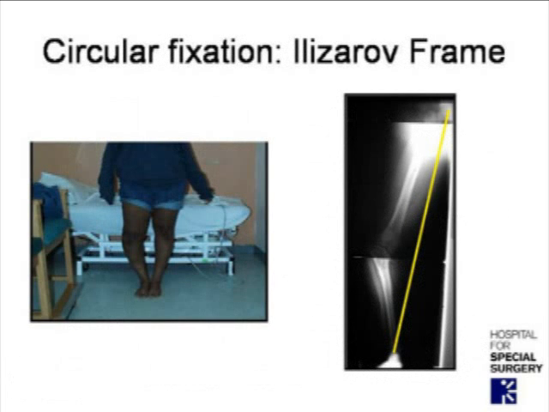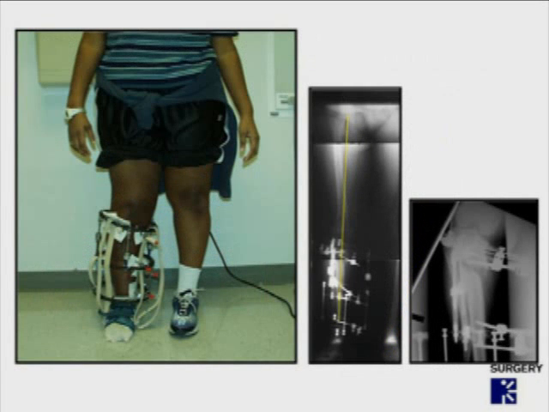So that sort of leads to the evolution of the state of the art, where I think we are now, which would be circular fixation. That includes the Ilizarov frame or the Taylor spatial frame, and this would be a representative case of a girl with adolescent Blount's previously operated on, who presents with and is treated with a circular frame with a percutaneous osteotomy of the tibia and fibula and complete correction of her mechanical axis gradually, approximately 30-degree deformity.